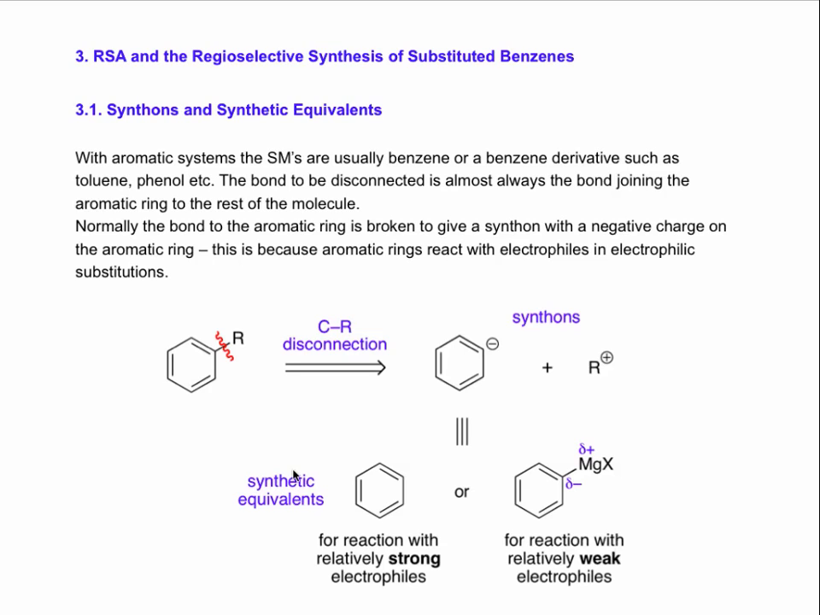So if we're looking at disconnection of this bond between the benzene ring and the R group, we normally put the minus on the benzene ring, the plus on the side chain, and then our synthetic equivalent for the minus on the benzene ring will either be benzene itself, if we're looking at reactions with strong electrophiles, or something like a Grignard reagent if we're looking at reaction with relatively weak electrophiles.